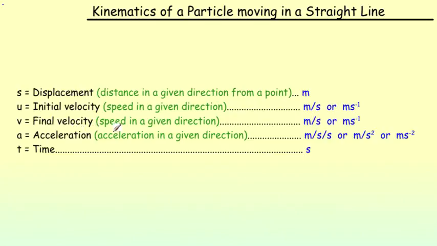And then we have acceleration, which is denoted by the letter A. And acceleration will also have a direction. And acceleration is the rate of change of velocity with respect to time. So that's how your speed is changing as time goes by. So if your speed, or your velocity, is measured in meters per second, your acceleration will be how that's changing with respect to time. So that would be meters per second per second. That can be written as meters per second squared, or also as ms to the minus 2. And then finally we have our time, which is denoted by the letter T, and that's going to be measured in seconds.